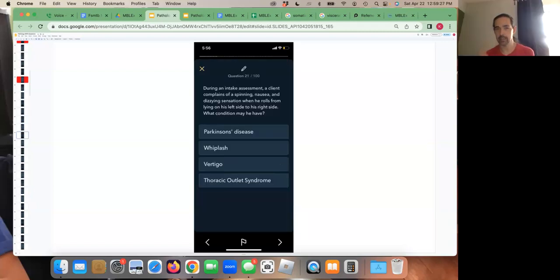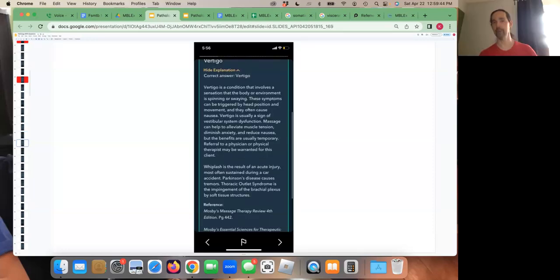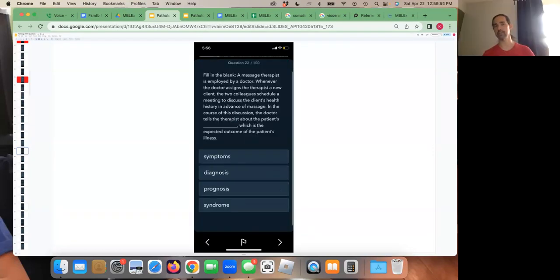During an intake assessment, a client complains of spinning, nausea, dizzying sensation when he rolls from lying on his left side to his right side. What condition may he have? Parkinson's disease, whiplash, vertigo, or thoracic outlet syndrome? Vertigo. It's vertigo, yes. Thoracic outlet syndrome is the impingement of the brachial plexus by soft tissue structures. Results in pain, sometimes weakness of the arms and hands.